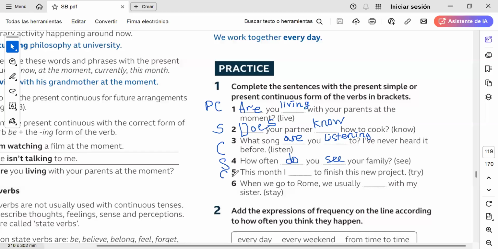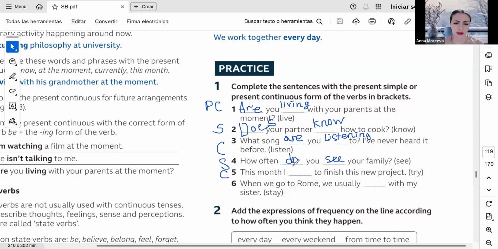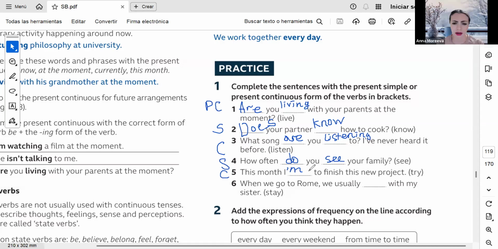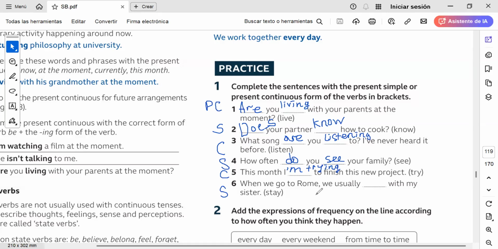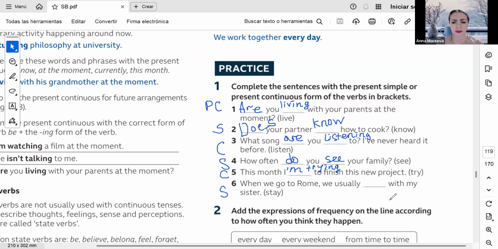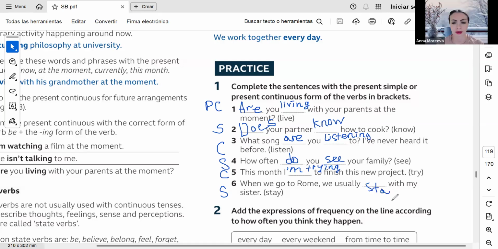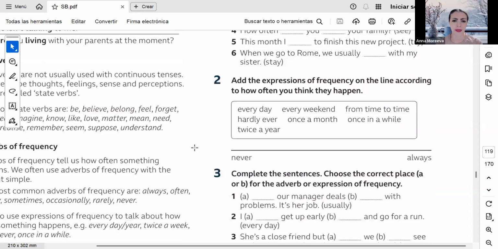Number 5, simple or continuous? Continuous, and because it's a temporary situation: this month I'm trying to finish this new project. Number 6, simple or continuous? Simple. When we go to Rome, we usually stay with my sister. Okay, very good. You have a good base.